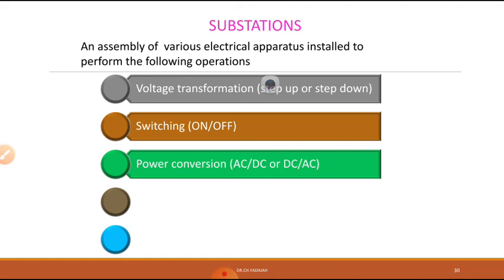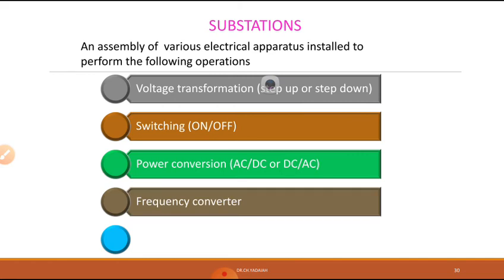Let us see another one, power conversion. Here it converts AC to DC, and once again DC to AC. So it is generally an HVDC system. In India, in addition to AC voltage transmission, we also have DC. These are the benefits compared to AC. Now, another one is the frequency converter.